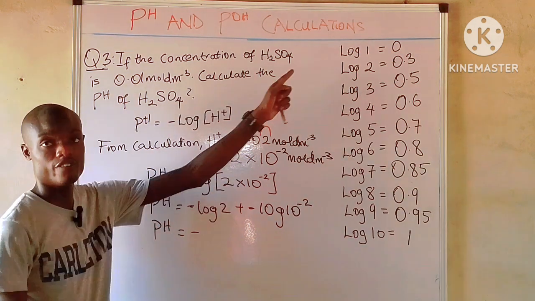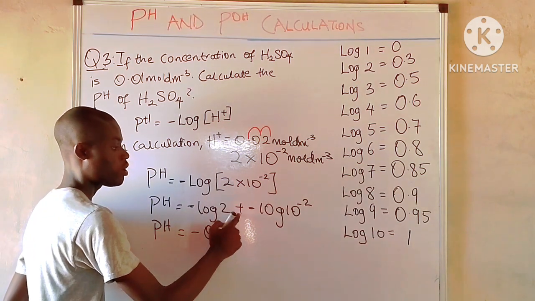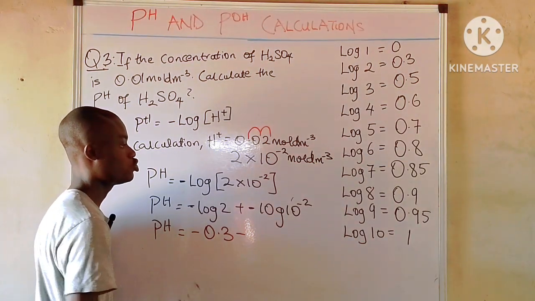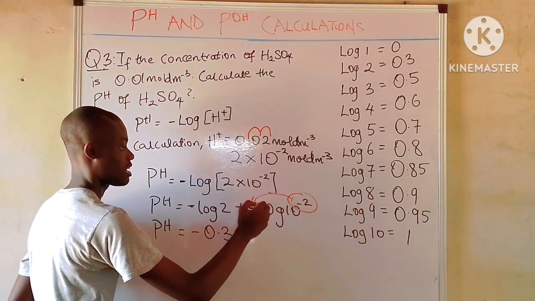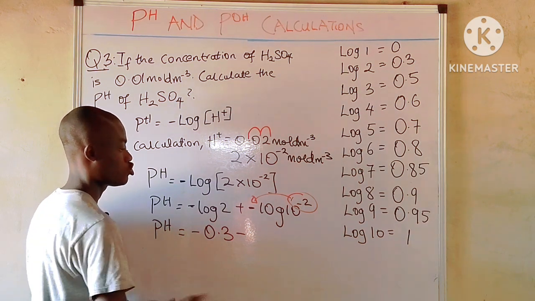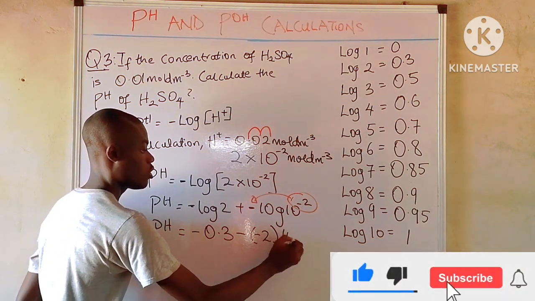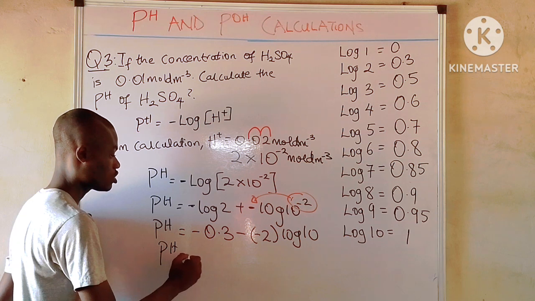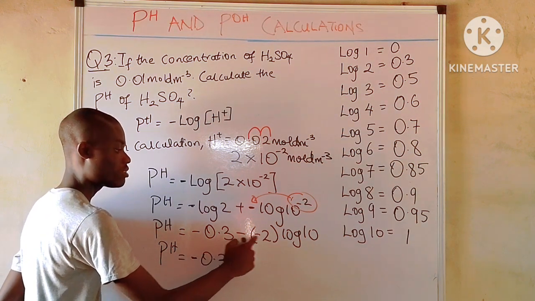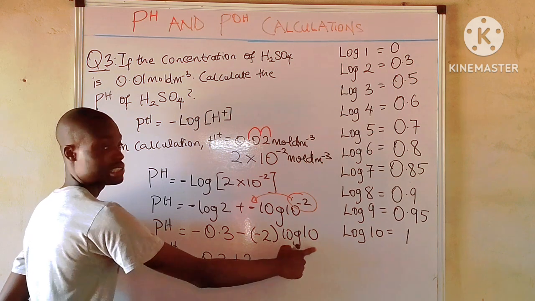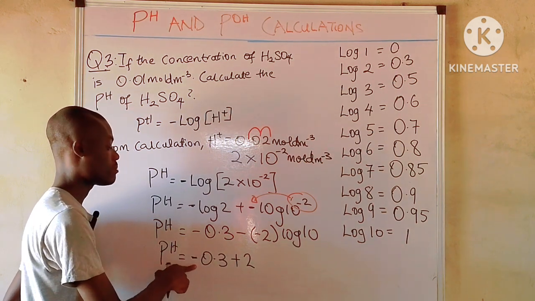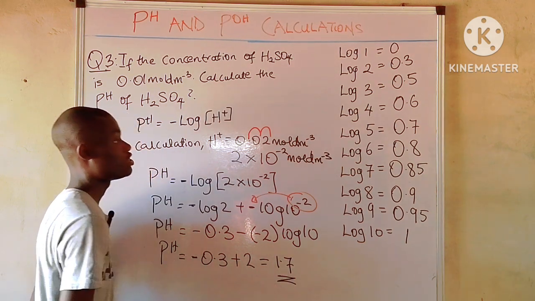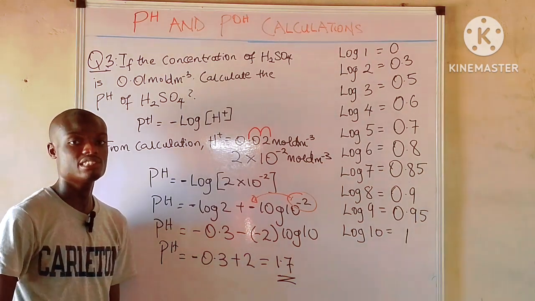So we have this as minus log 2, which from our values is 0.3, plus minus will give us minus. Then we take this minus 2 to the back, then we have it as minus 2 log 10, we are left with 10 here. So this becomes pH is equal to minus 0.3, minus times minus gives us plus 2, and log 10 is 1. So when we subtract minus 0.3 from 2, our final answer becomes 1.7. Therefore, the pH of this substance is 1.7.